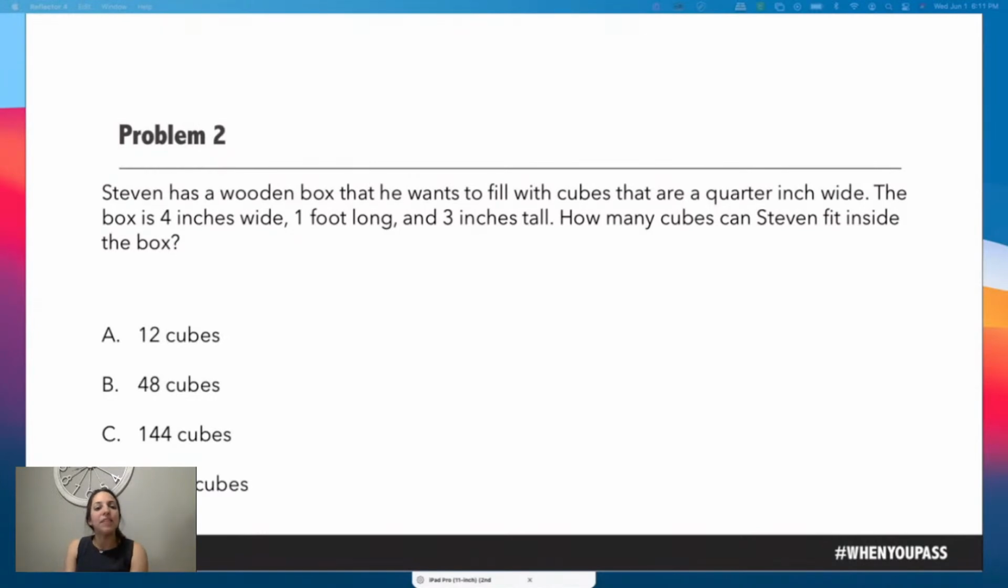So Stephen has a wooden box that he wants to fill with cubes that are 1/4 inch wide. This comes directly from a request. The box is 4 inches wide, 1 foot long, and 3 inches tall. How many cubes can Steve fit inside the box?